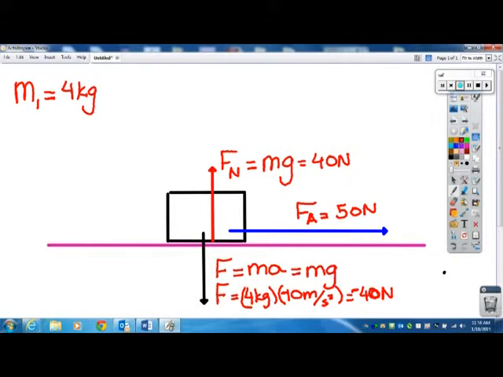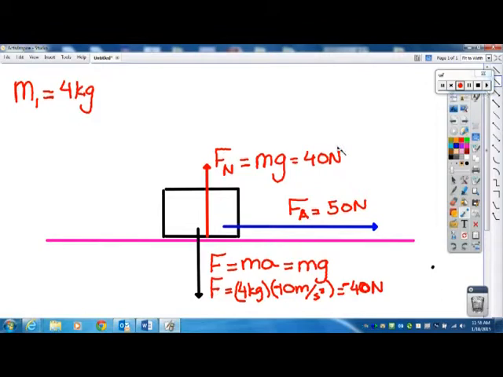Well, if the object doesn't move, that tells you right off the bat that there must be another force on this object preventing it from moving. And that force is the force of friction. Now, force of friction exists between the surface and the object. There are rough surfaces, there are smooth surfaces. Rough surfaces generate larger friction, smooth surfaces generate less friction. So in this particular case, the force of friction is pointing in the opposite direction.